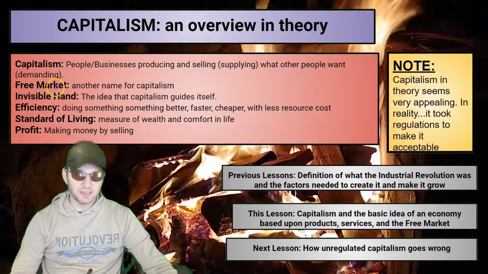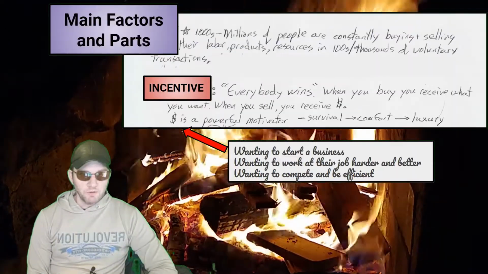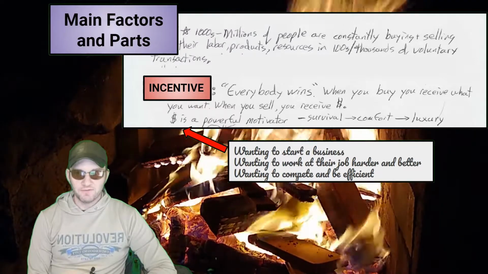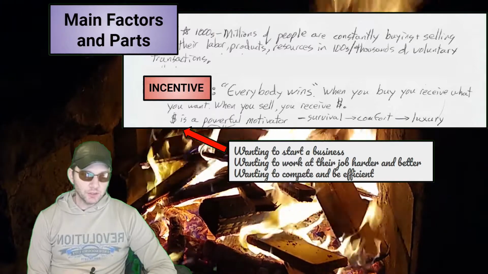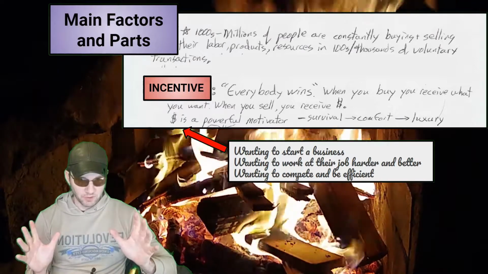Because it is voluntary that people produce and sell. So one of the main factors and one of the main parts of capitalism is a very, very strong incentive structure. Okay, so under capitalism, for all of these parts and all these factors, remember the star here.